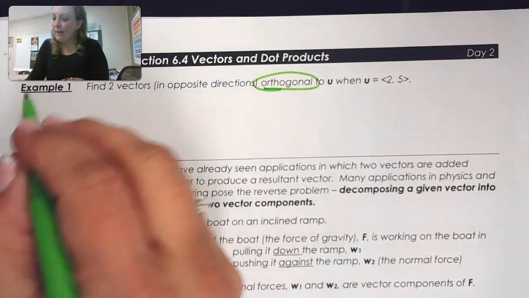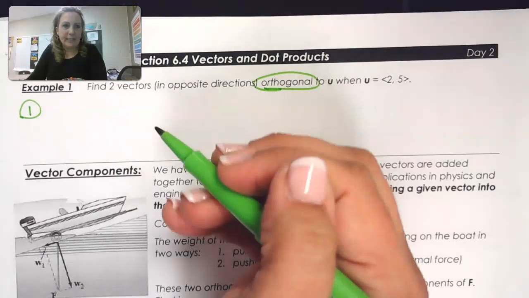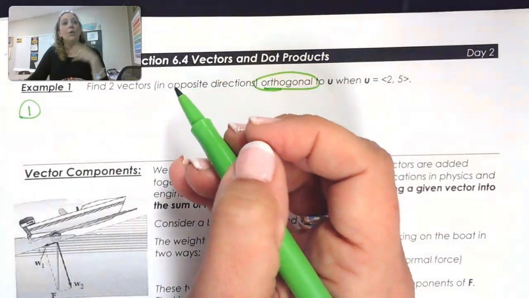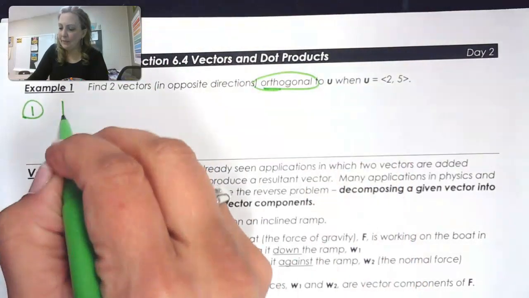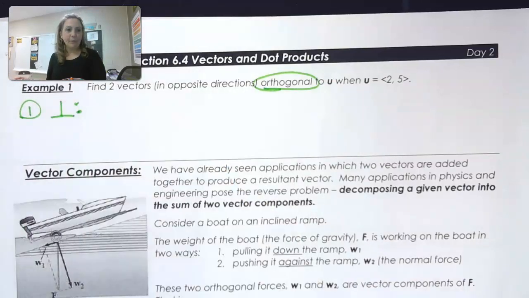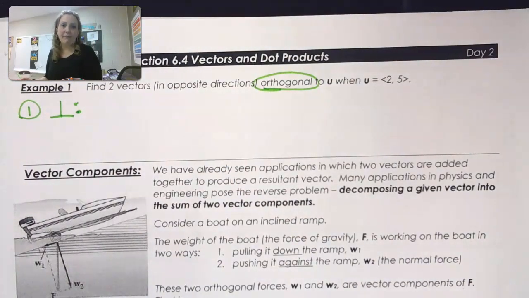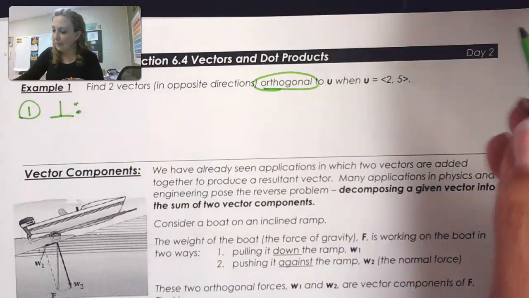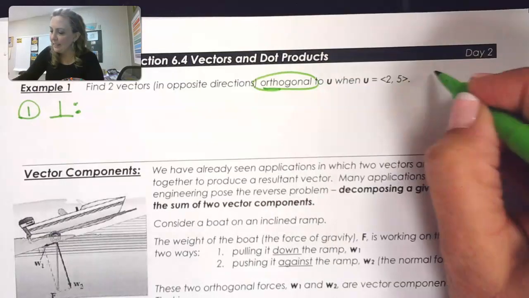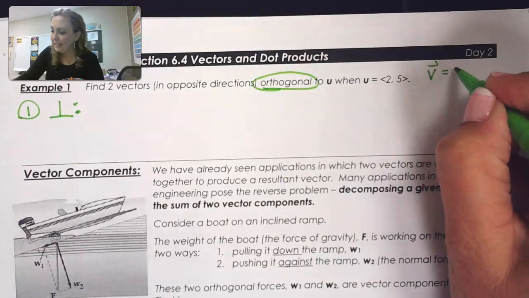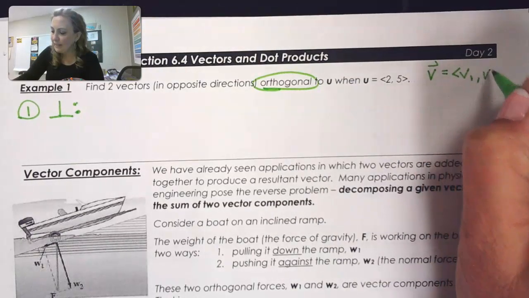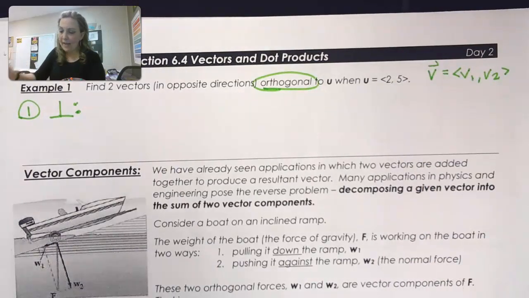So first let's think about what it means to be orthogonal. Hopefully you remember that means it's going to be perpendicular. And one thing we mentioned about perpendicular vectors, so orthogonal vectors, is that they have a specific dot product. So let's pretend that this other vector is vector v, that's v sub 1, v sub 2.